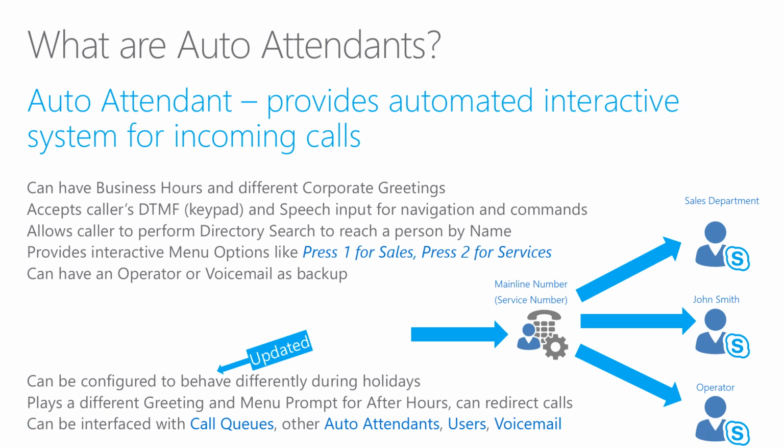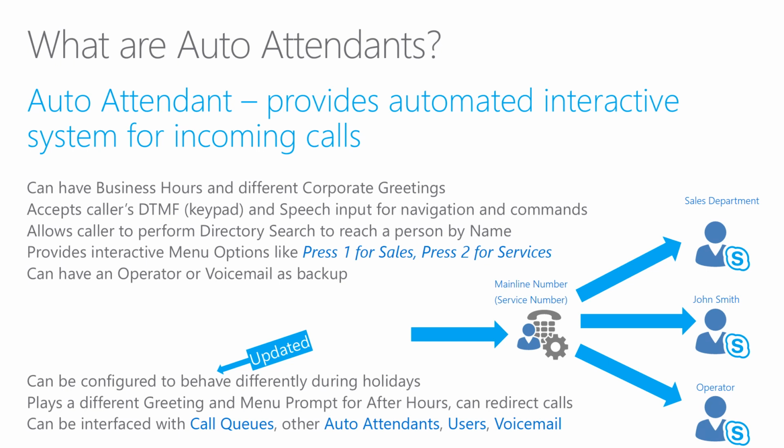So auto attendants are a little bit more intelligent than a call queue because you can provide options. Basically, just like a call queue, a number is assigned to the auto attendant. The auto attendant picks up and then can provide information like, hey, press 1 for sales, press 2 for services. We also support speech to text, so you can also say sales for sales, say services for services, things like that. And then they can send to either a call queue, to a user directly, or you can provide a backup operator. The nice thing is that they can be configured to behave differently during holidays.